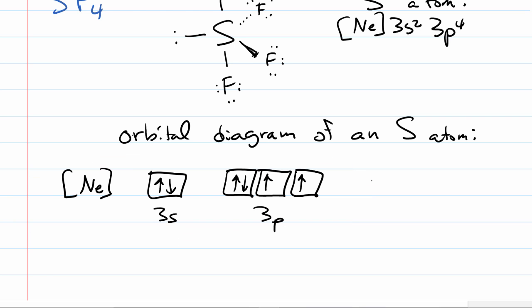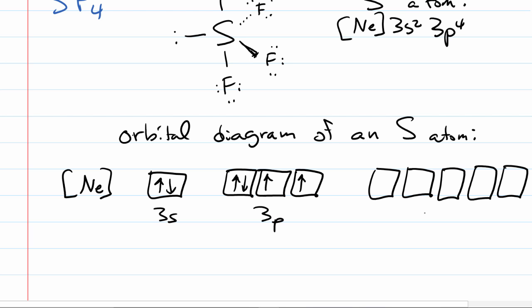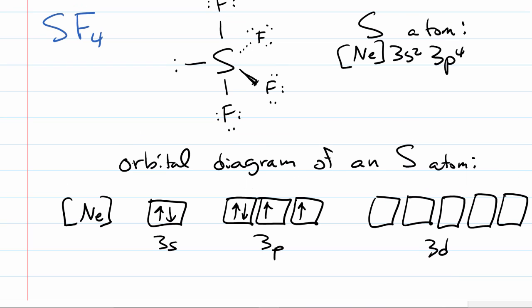And to do that, what we need to remember is that the 3rd level also has available to it some d orbitals. It has a d sublevel. Now in the d sublevel, these orbitals are empty, but they still exist. So what happens then is that when sulfur forms these bonds, it actually uses some of these empty d orbitals.